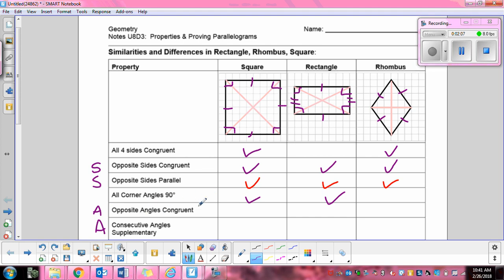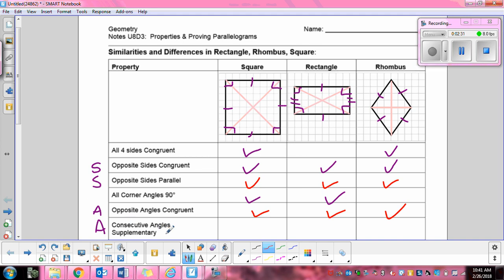Opposite angles are congruent. Opposite angles are congruent in all of them. So my opposite angles are going to be something like this. These are not next to each other. These are opposite angles. So these two are congruent. Even in a rhombus, this angle is going to be congruent to this angle. So it is true in everything. And that's why we put A there for the angles.